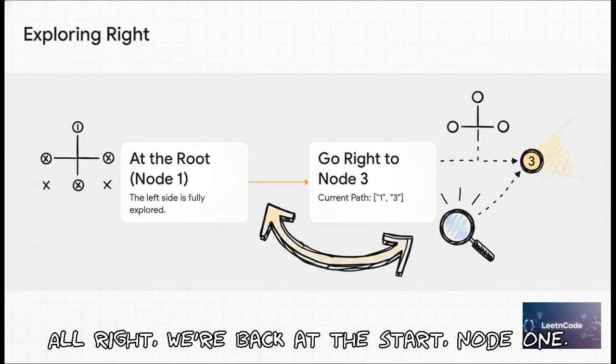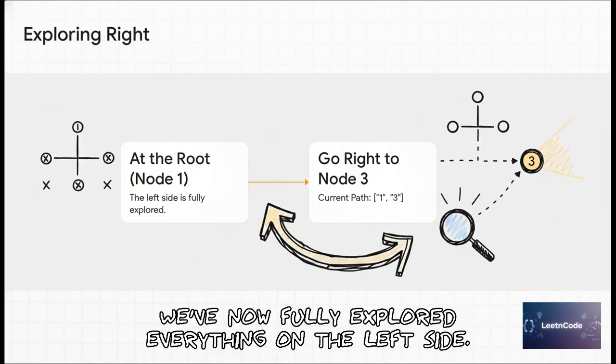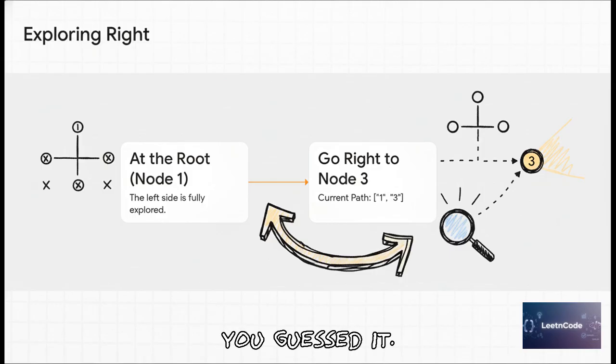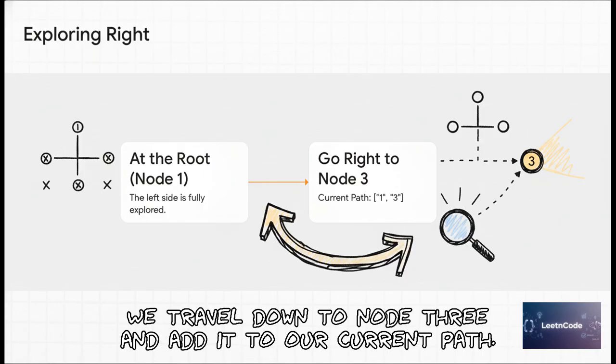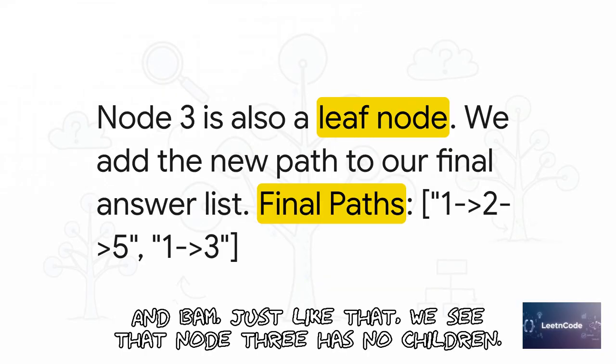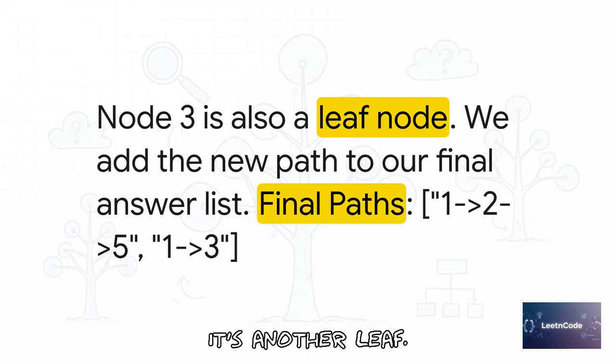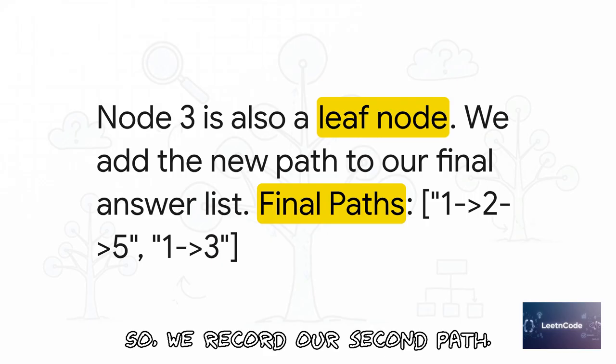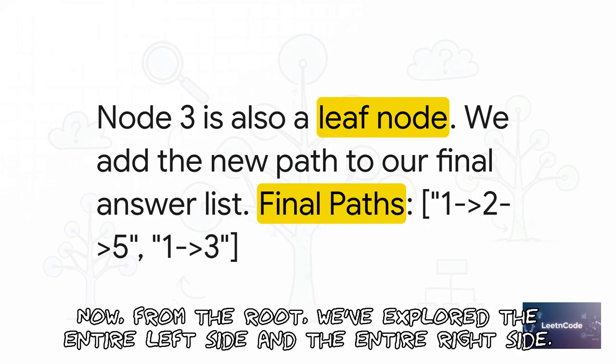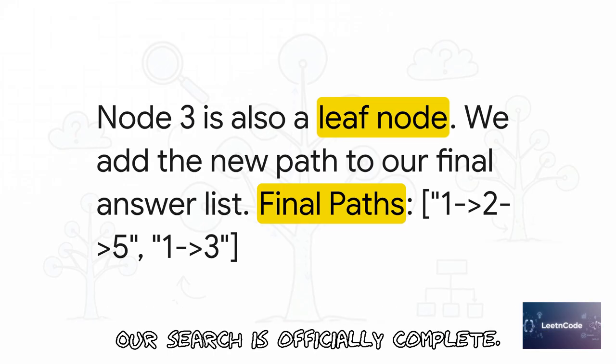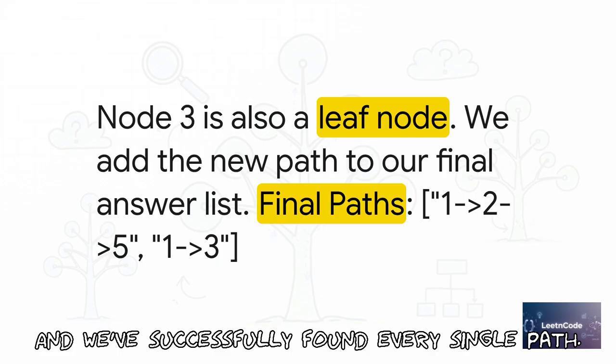All right, we're back at the start, node 1. We've now fully explored everything on the left side. So what's next? You guessed it, we go right. We travel down to node 3 and add it to our current path. And bam, just like that, we see that node 3 has no children. It's another leaf. So we record our second path, 1, 3. Now from the root, we've explored the entire left side and the entire right side. Our search is officially complete, and we've successfully found every single path.